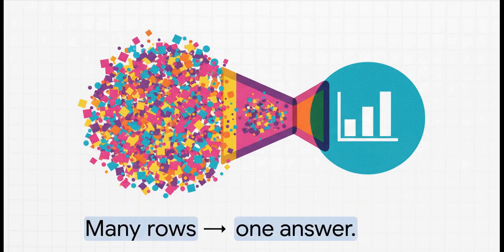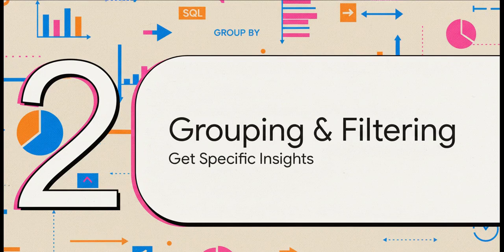So if there's one thing to remember, it's this shortcut. Aggregates take many, many rows and turn them into one single answer. That's the crucial point. They take a whole column of data and spit back a single summary value. Okay, so a single answer is powerful, but it's not always enough, is it?